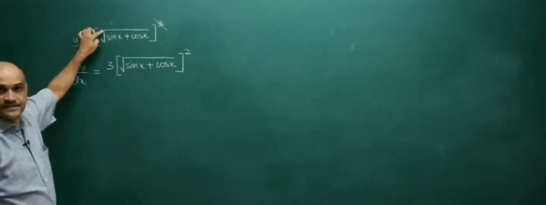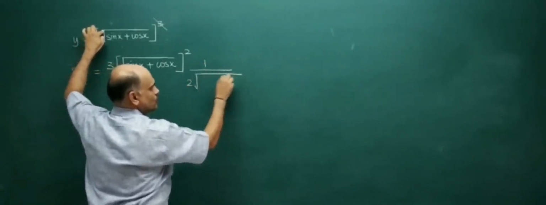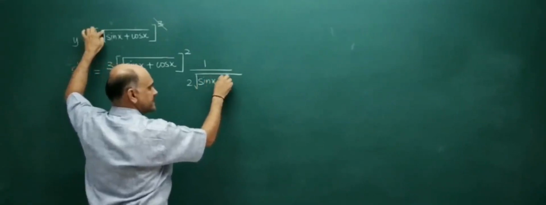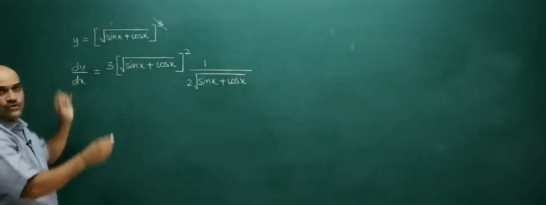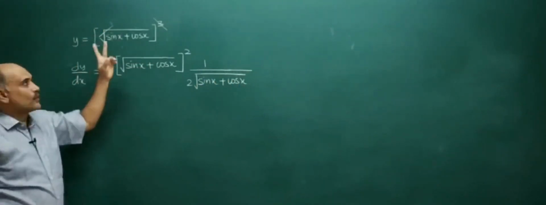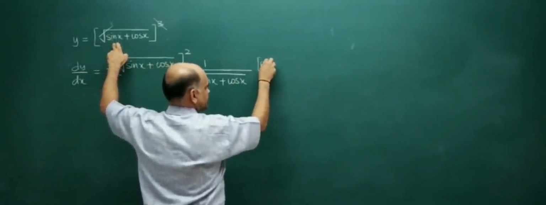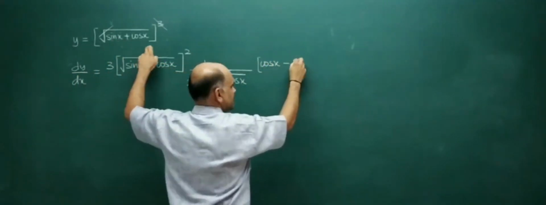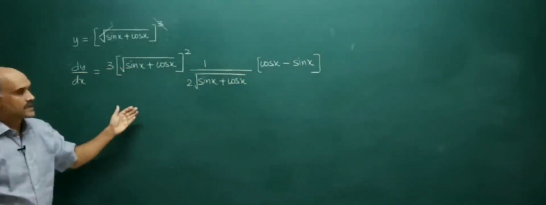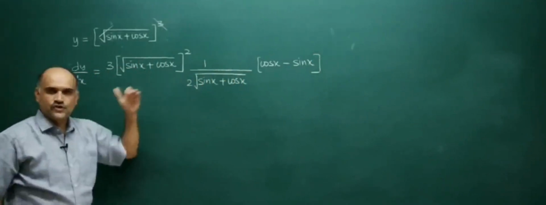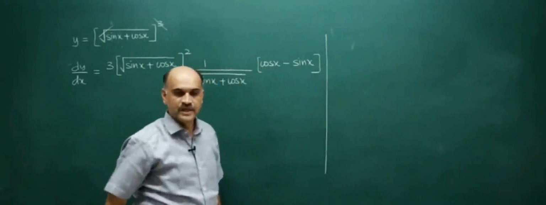Now differentiate this root. So differentiation of root will be 1 by 2 root of sin x plus cos x. So root is over. Now the term inside the root. Differentiation of sin x is cos x, and that of cos x is minus sin x, bracket complete. Clear, students? So you can solve on your own few more problems which I will be writing over here.